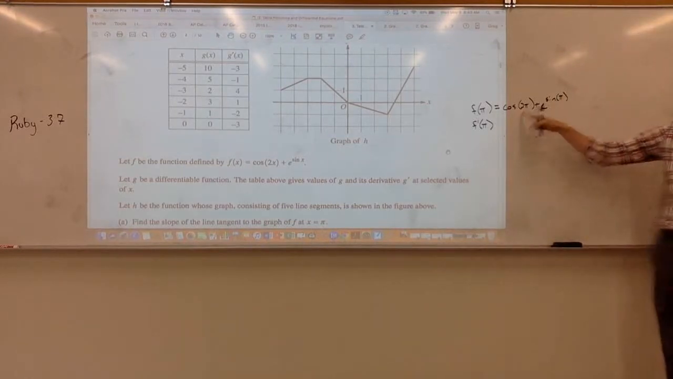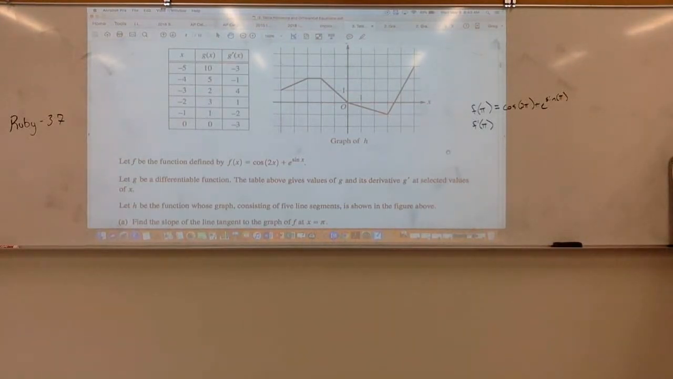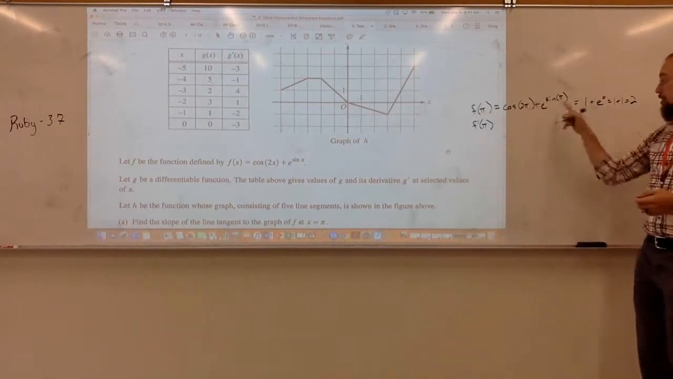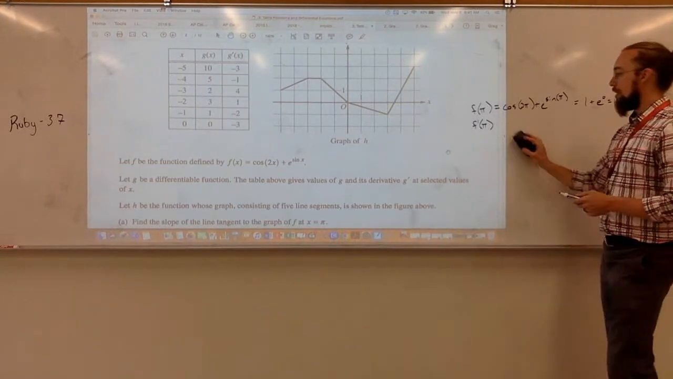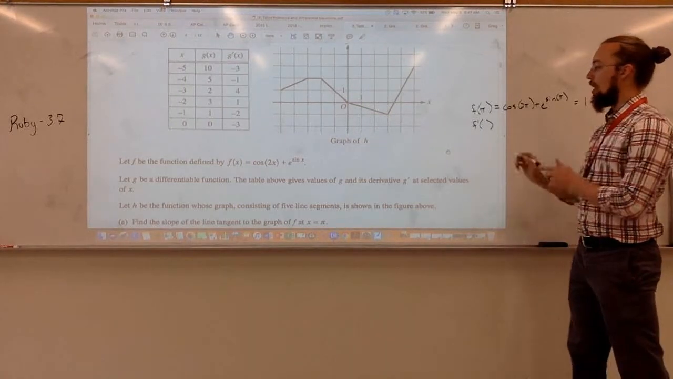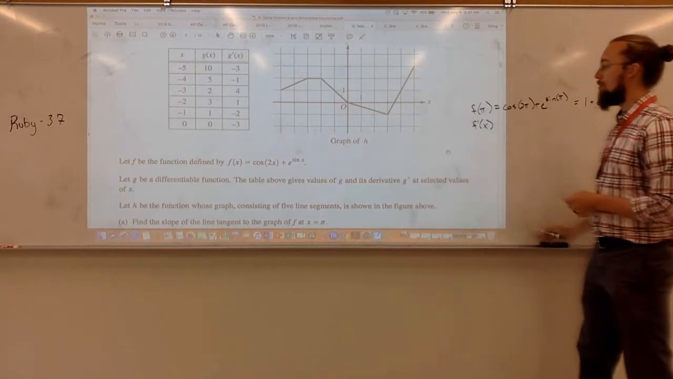So what's cosine of 2 pi? 1. What's sine of pi? Sine of pi would be 0. So what's e to the 0 power? 1. So this would be 1 plus 1, 2. So this tells me that the point (pi, 2) is on the graph. Then I need the slope. So I guess before we find f prime of pi, we should find f prime of x.